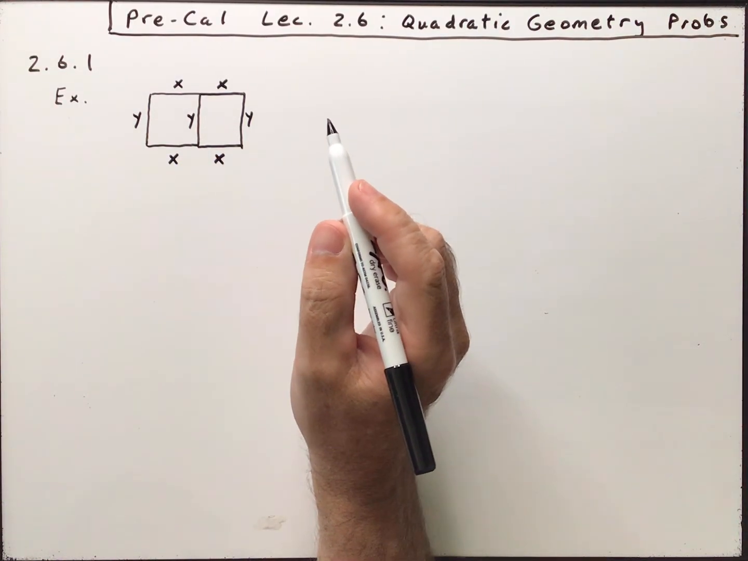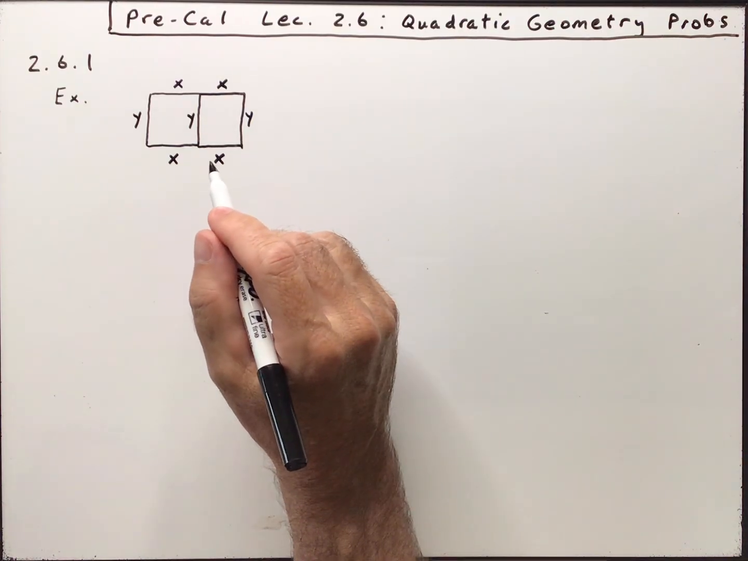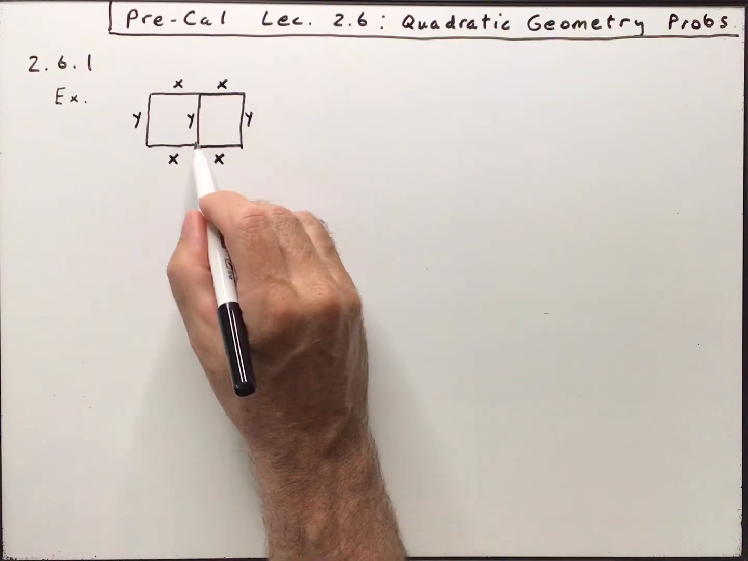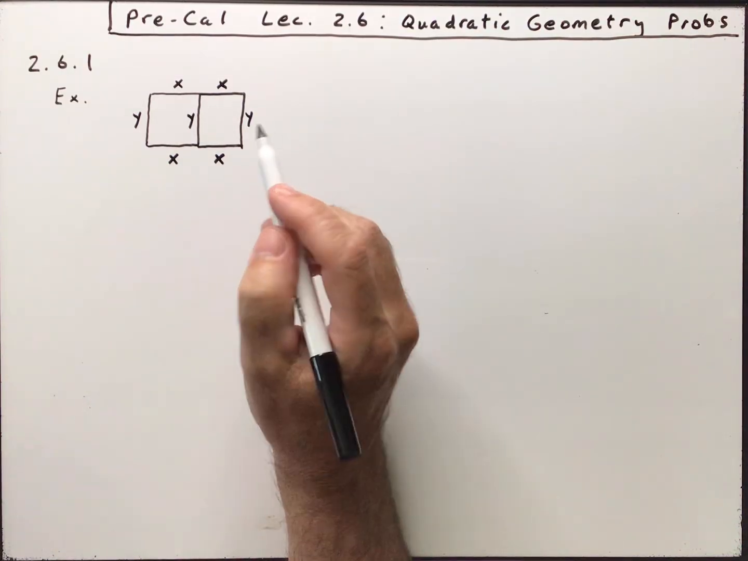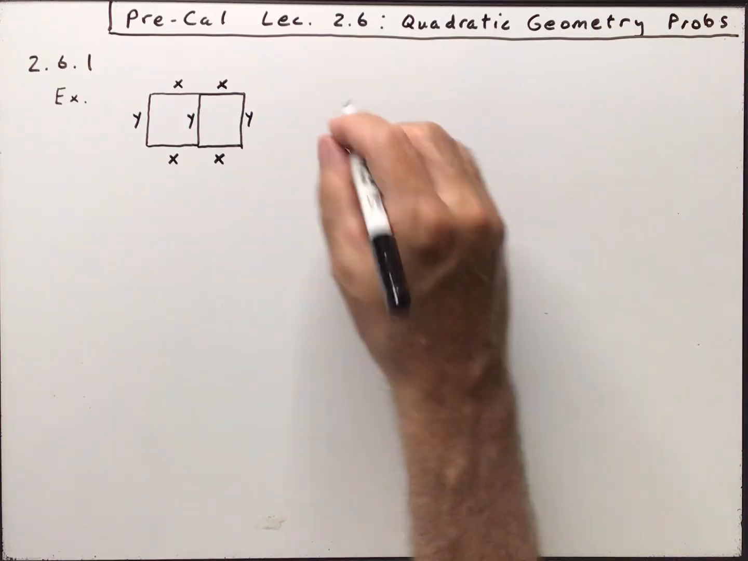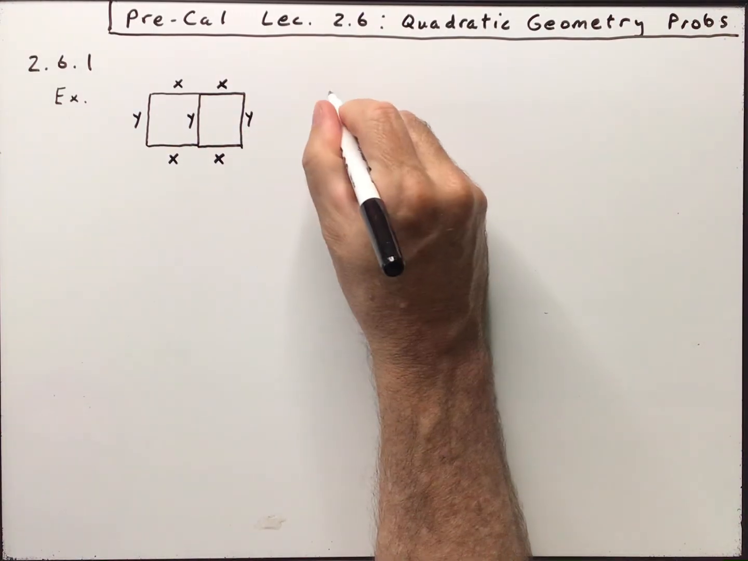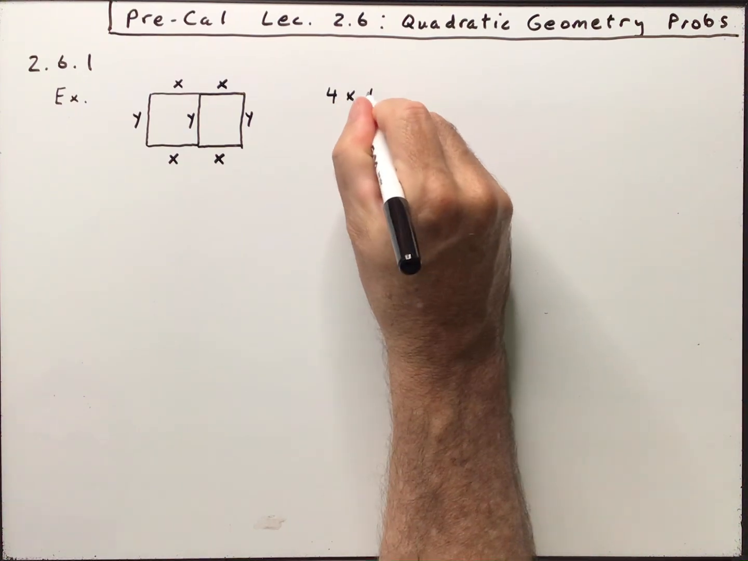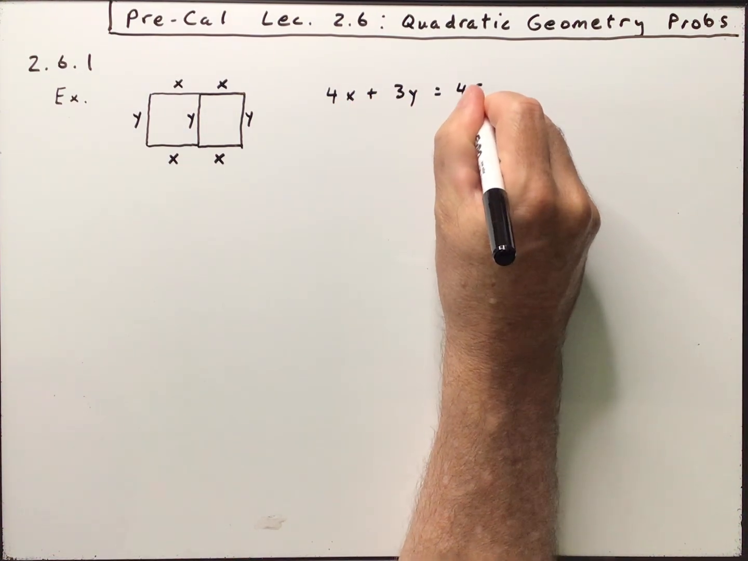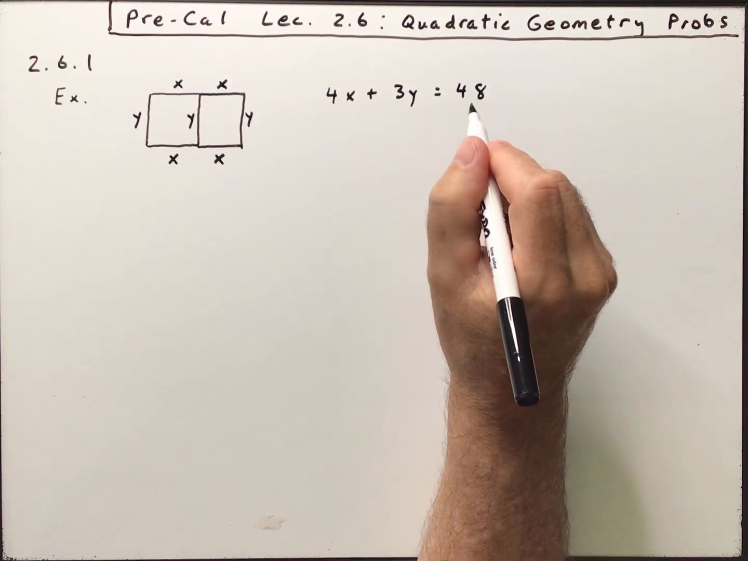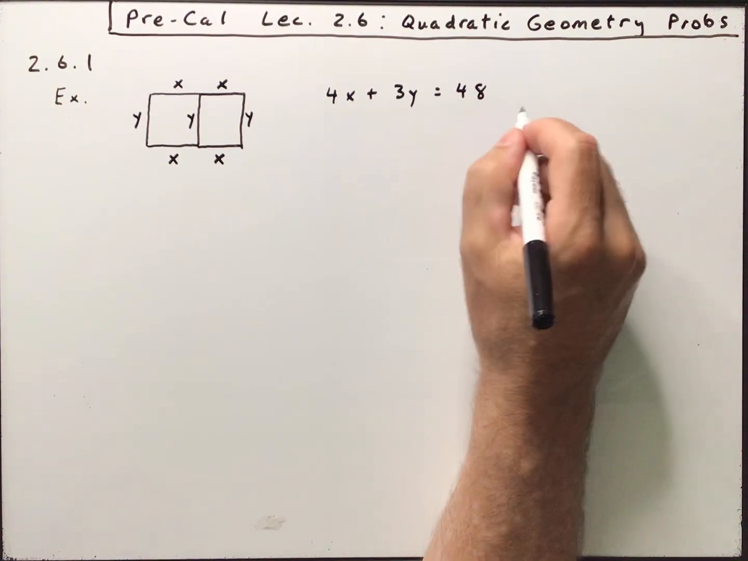Okay, so now let's try to get some equations. It says we have 48 yards of fence. That means all of the perimeter of all this fence is equal to 48. Something's equal to 48. Well, how many x's do I have? I have 1, 2, 3, 4. So we have 4x plus 3y is equal to 48. Okay? So I'll work with that in a minute.